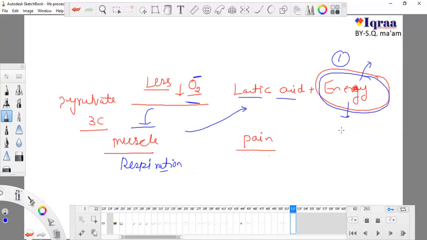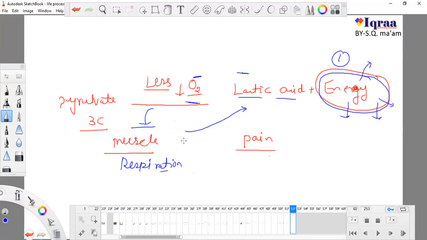I told you that each and every organism of this world is doing respiration to get energy. No one is doing respiration to produce lactic acid or alcohol. The main purpose is to produce energy. So the main purpose is solved and energy is produced. That's why you can work. But the lactic acid, this is the same lactic acid which is produced by some bacteria. The lactic acid from those bacteria and the lactic acid from humans are the same.